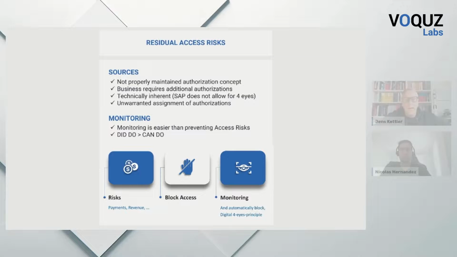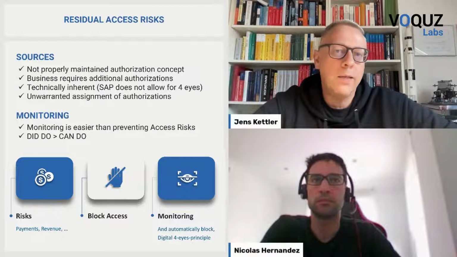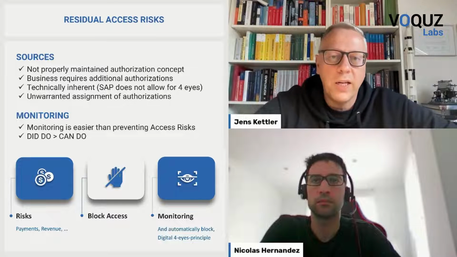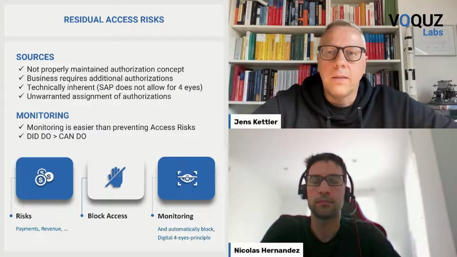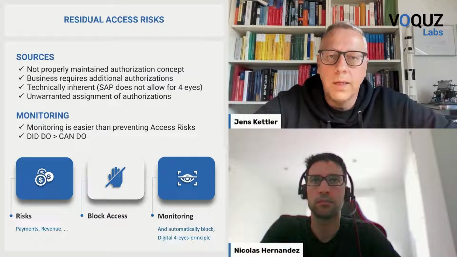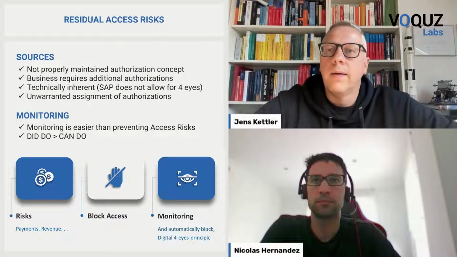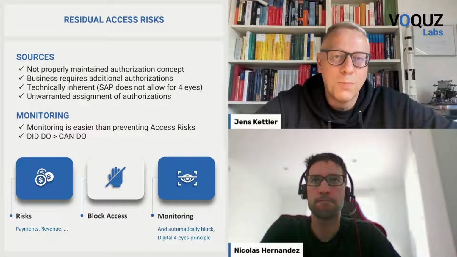Now, how can it actually happen that somebody has authorizations that exceed what ideally he should have? Like, for instance, can create or change a vendor and can enter an invoice for the same vendor. In many cases, we see that customers are kind of overwhelmed by maybe complexity of the authorization concept, changing requirements in the business, people changing roles, and so it happens that the SAP authorization concept is just not properly maintained.